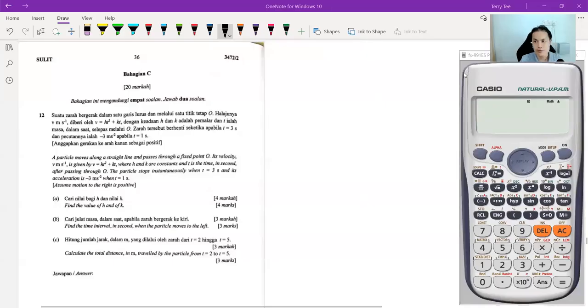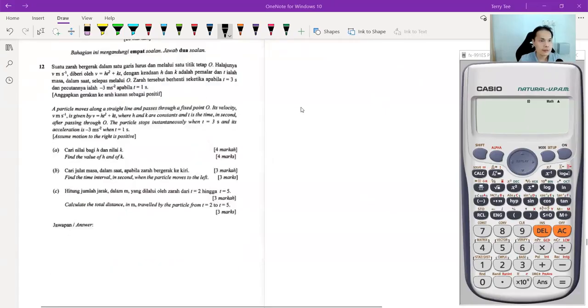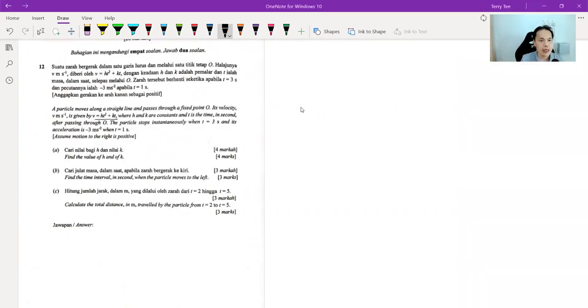Okay, next is a question from Section C, question number 12. The first one is on kinematics of linear motion. We're given v equals ht squared plus kt. A particle moves on a straight line, and the velocity is given by this. It is given that the particle stops instantaneously when t is 3, and the acceleration is -3 when t is 1.